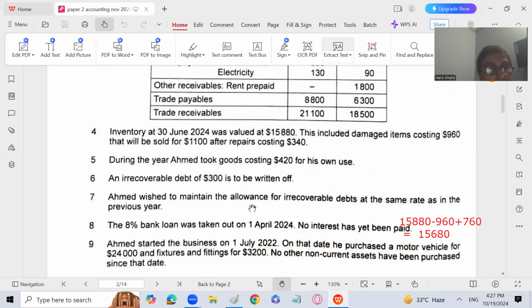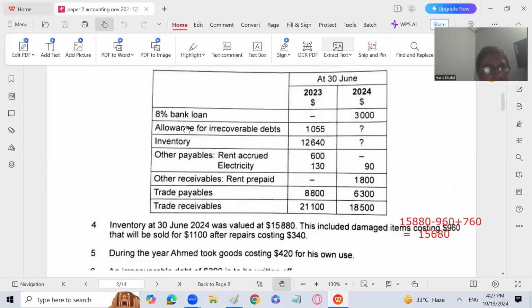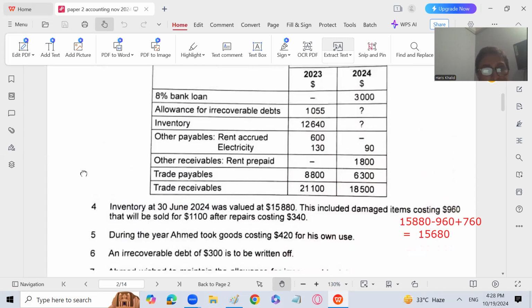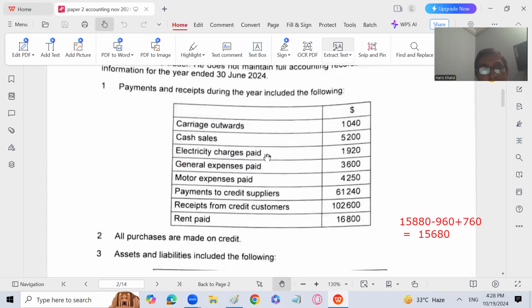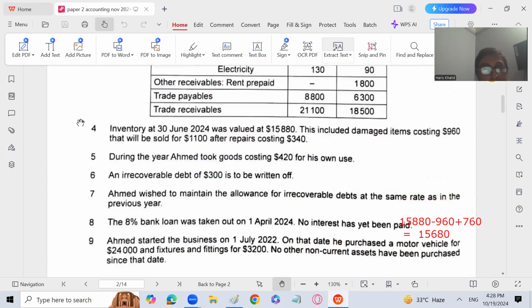And then you have to prepare the allowance for irrecoverable debts at the same rate as in the previous year, right? So 8% bank loan was taken out on 1st April. No interest has yet been paid. If you talk about 8% bank loan, where is bank loan? Here is 8% bank loan, 3,000, and it is taken this year, and the interest rate is 8%. But our financial year ends at 30th June, and we have taken this loan on 1st April. So the interest on loan is for April, May, June, 3 months, right? The 3,000 into 8% into 3/12.